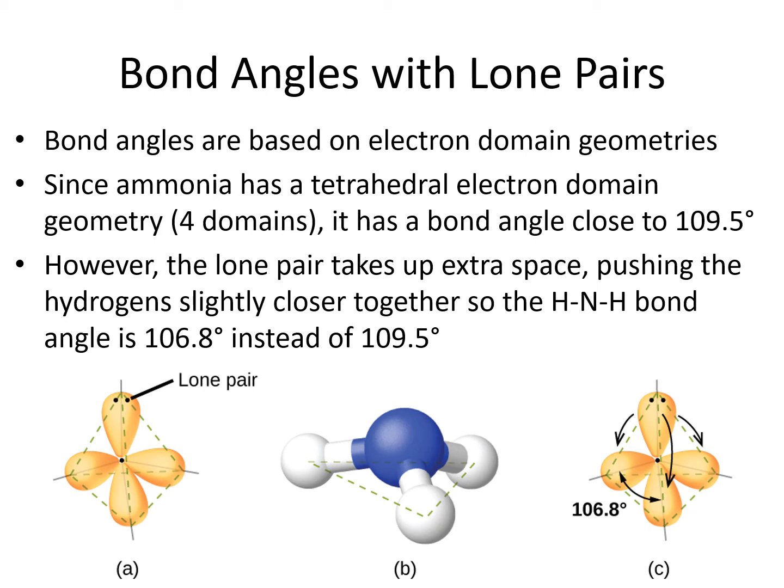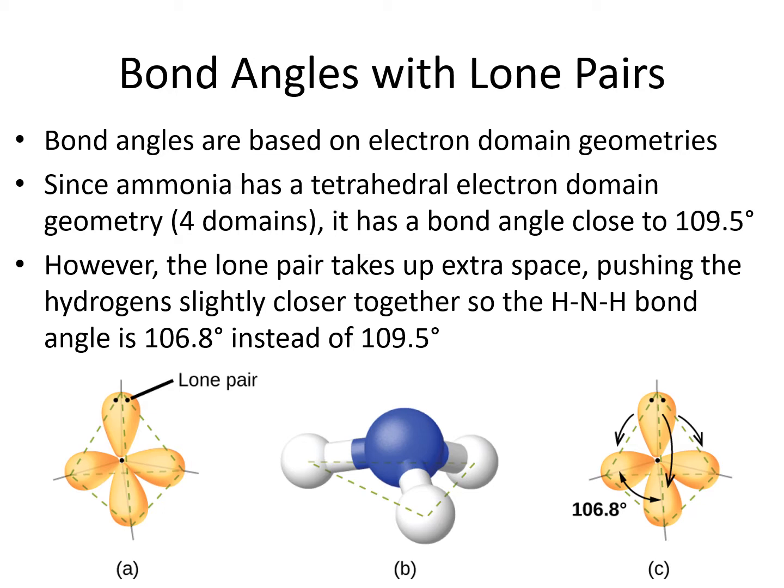We have already talked about the bond angles that correspond to each molecular geometry. For example, the ammonia molecule, NH3, has 4 domains, 3 of which are bonds and 1 of which is a lone pair. Since it has 4 domains, we expect its bond angle to be 109.5 degrees. Its experimentally measured bond angle is actually 106.8 degrees, slightly smaller than expected. This is because the lone pair actually takes up extra space.